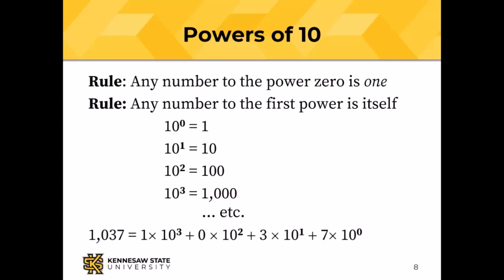And now we can take that 1,037 and write it as a series in powers of 10. So 1 times 10 to the third plus 0 times 10 squared, plus 3 times 10 to the first, and 7 times 10 to the power 0. We have exceeded elementary school when we did this, right? Maybe you're a freshman in high school, or maybe you're in middle school.